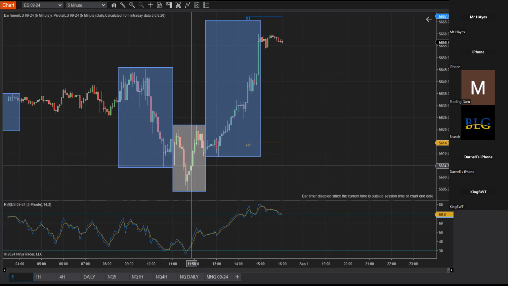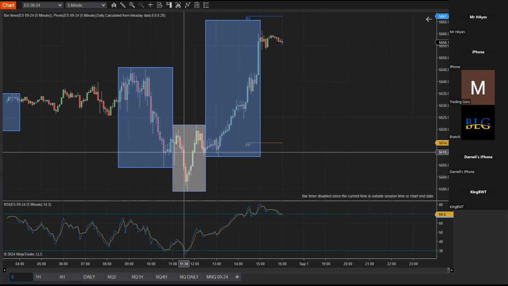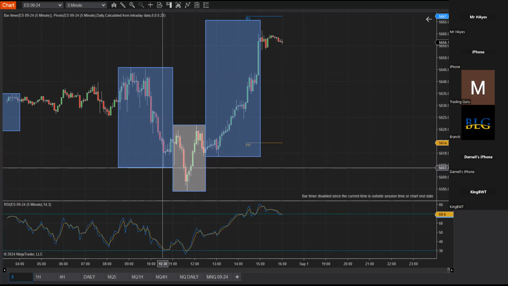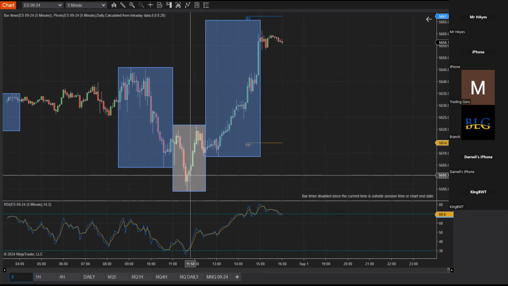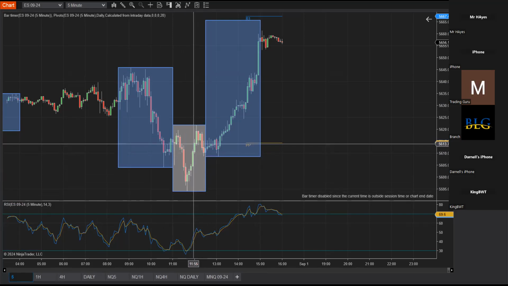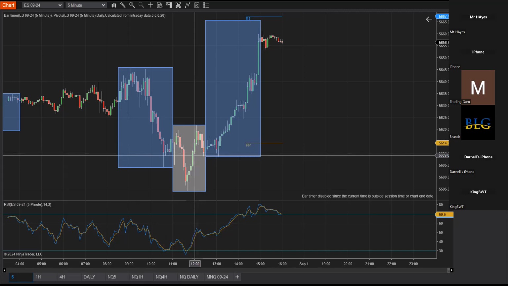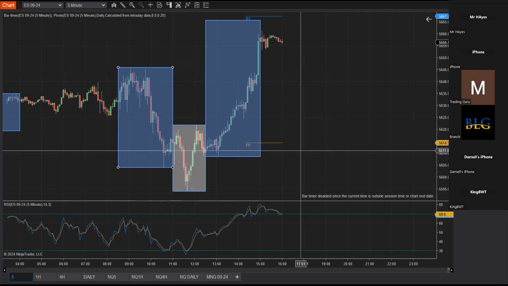From here to here, you see that gap? All right, cool. We closed above this gap. We inverted this gap. That sent us down to sweep this low. We inverted that with this price leg, quote unquote, closed above it. This is your gap. Gotcha. I'm taking it to the high.